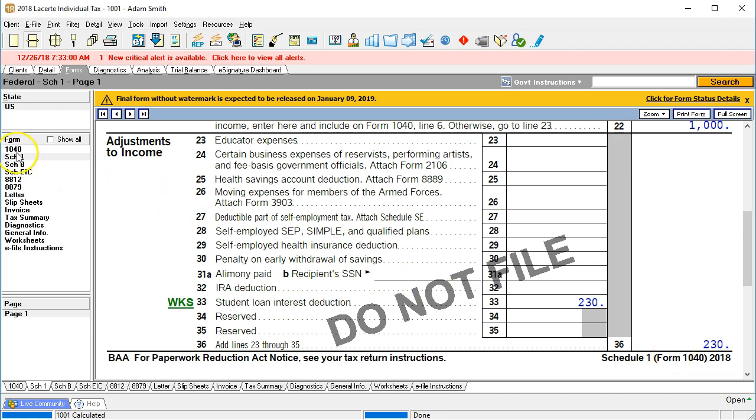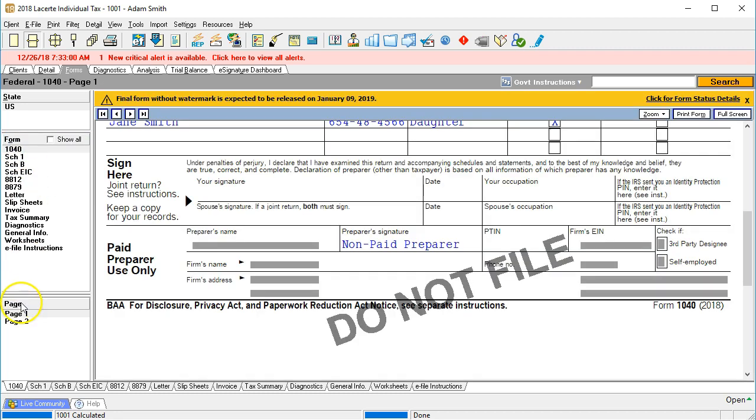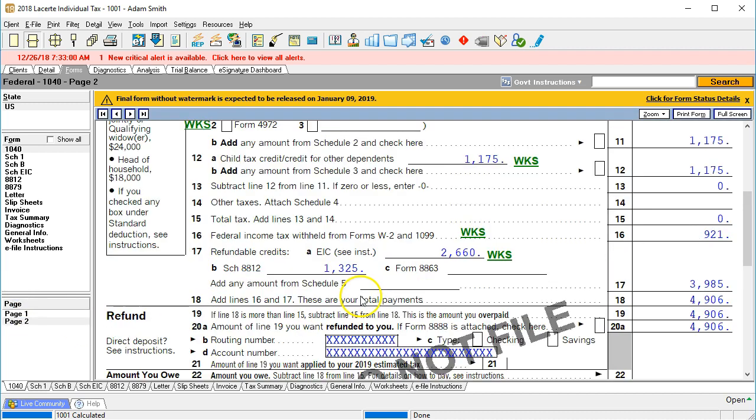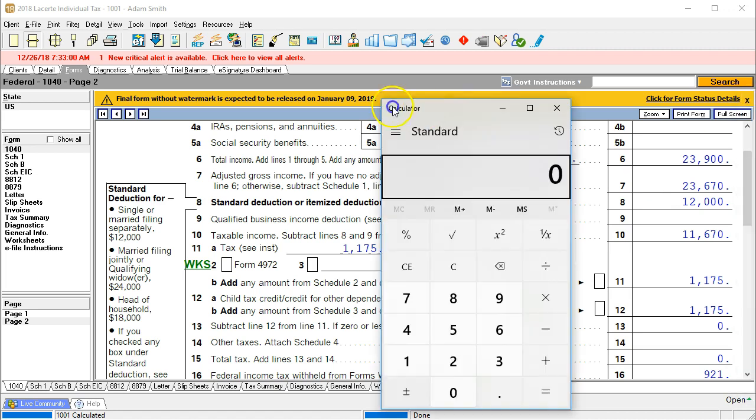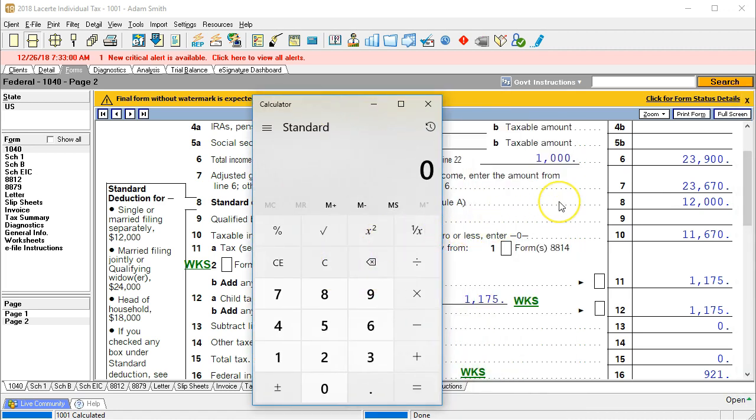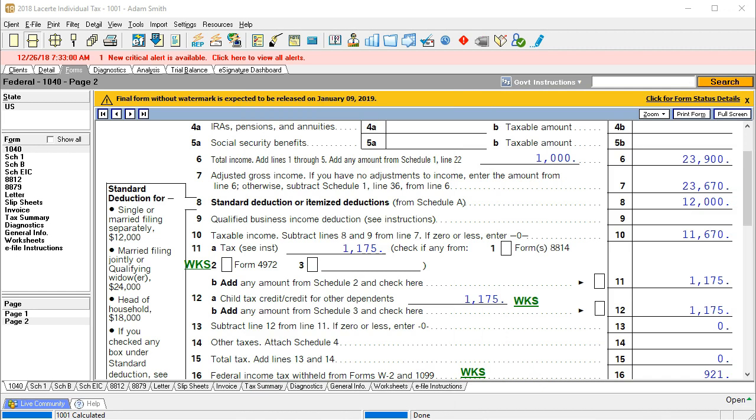If we go back then to the form 1040 and we go to page 2, we'll see that there'll be a difference now between the taxable income, 23,900, and the adjusted gross income. So they don't even give the number between the two, but the difference between those two is from Schedule 1. And we can see that, of course, that difference is the 23,900 minus the 23,670, and that's going to be the 230 that we have just added.